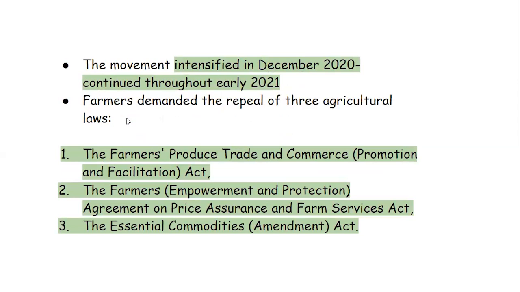The demand of the farmers was to repeal these 3 agricultural laws. This is important. You have to remember these 3 laws: the Farmers Produce Trade and Commerce Promotion and Facilitation Act, the Farmers Empowerment and Protection Agreement on Price Assurance and Farm Services Act, and the Essential Commodities Amendment Act. You have to remember these acts. So the farmers movement was basically against these 3 acts.